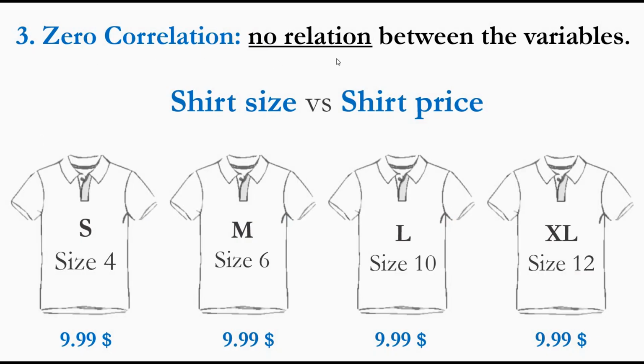In zero correlation, there is no relation between the variables. And we can see this between shirt size and the shirt price. Here we have four different sizes: small, medium, large, and X large, and the price always stays the same.